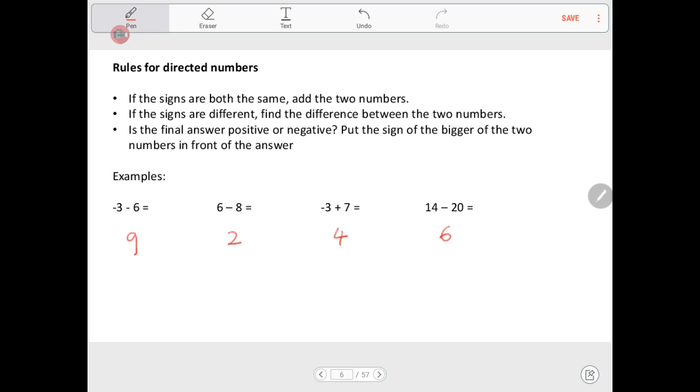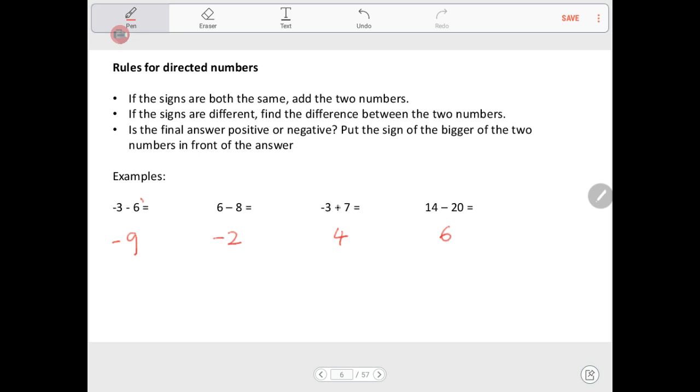The next step is the final answer positive or negative? Put the sign of the bigger of the 2 numbers in front of the answer. So we go back here and look at negative 3, take 6. The biggest number is 6, and the sign in front of it is negative, so the answer here is negative. So in this case, negative didn't make positive. Those negatives are not next to one another. Okay, this next one, the bigger of the 2 numbers is 8. 8 is negative, so we put a negative in front of the answer here.